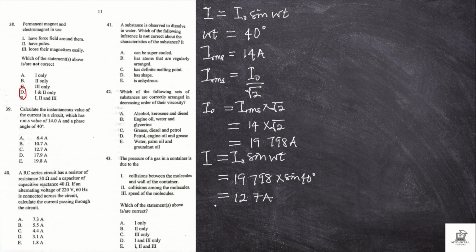So that is option what? That is option C. So that is option C here. So 12.7 amp. So the next question is question 40.